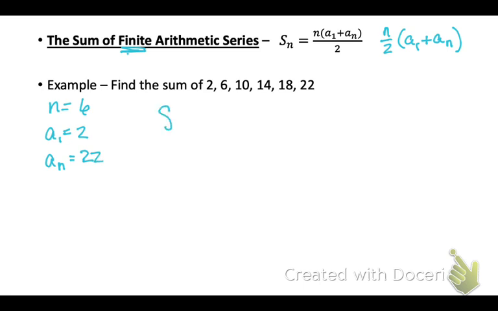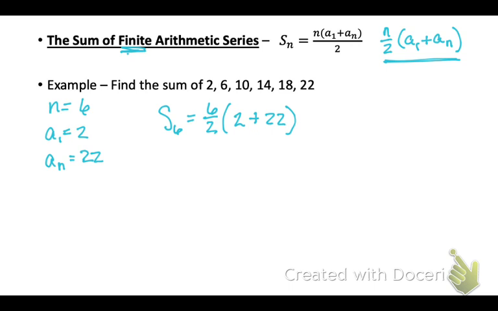Where did you get 6? 1, 2, 3, 4, 5, 6. There's 6 terms. So it's S sub n, and what's n? 6. So S sub 6 equals, I'm going to use mine, n over 2. n again, what's n? 6. 6 divided by 2, always. Why is it 2? Because we're making pairs. Yes, there's 2 things in a pair. And a sub 1 is 2, plus 22. And if 22 were negative, it'd be minus, right?